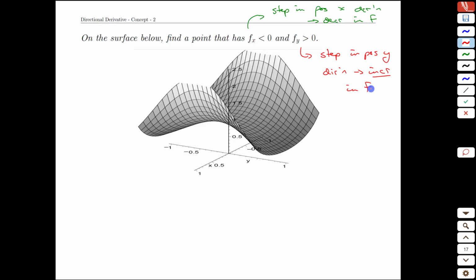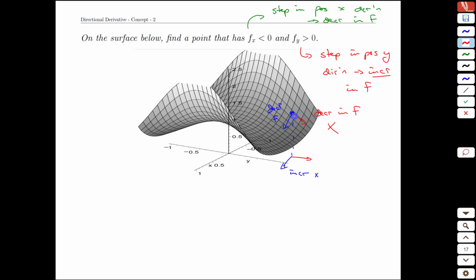Okay, let's go hunting. So if we imagine a point on the surface, say, let's grab this point here, it's easy to see. Then if we take that down to the plane, if we increase x, then we are definitely decreasing our function. We're going downhill. So that matches this first description here. However, if we take a step in positive y, that would also lead to a decrease in f, and that's not what we want. We want the positive slope when we take a step in the y direction.